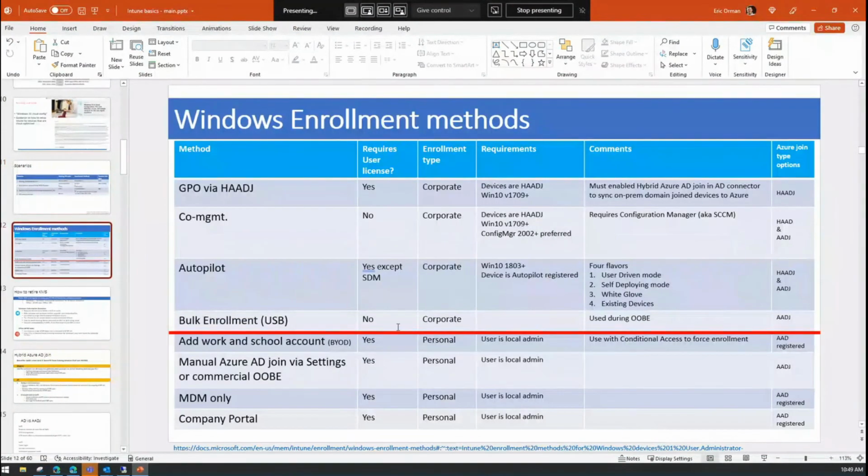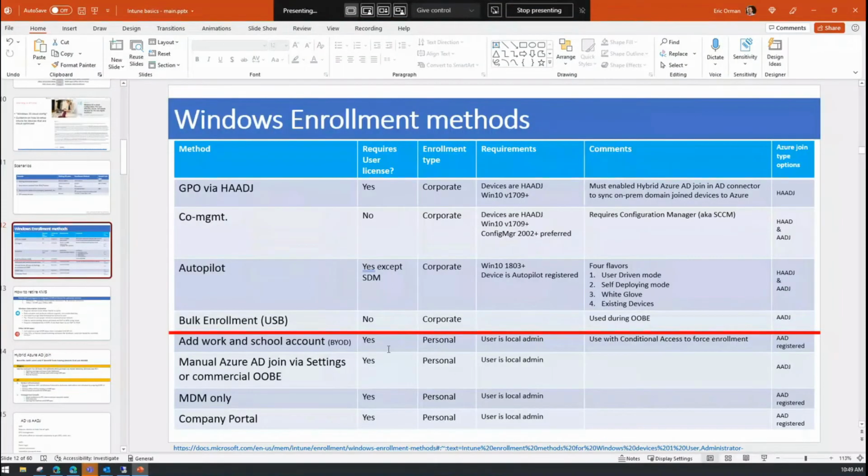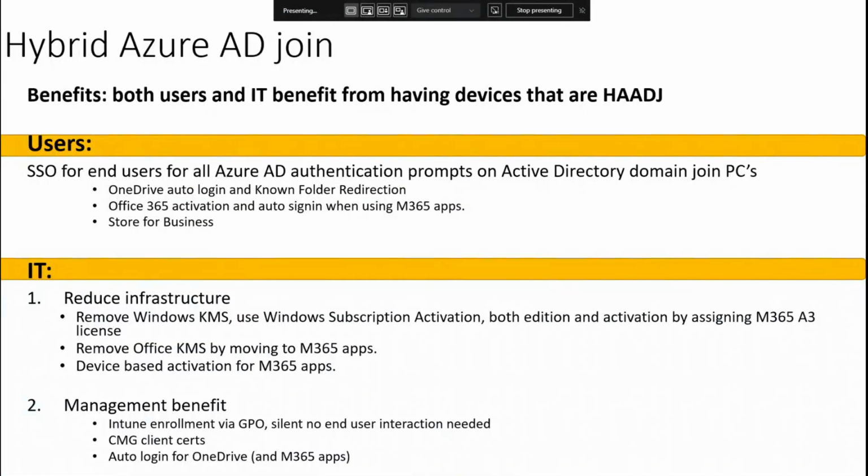Now let's talk about Intune. Actually, you know what? Let's talk about another concept first, and that's hybrid Azure AD join. This often gets people really confused. A device can be connected to Azure in one of three different ways. It could be Azure AD registered, it could be hybrid Azure AD joined, or it could be Azure AD joined.